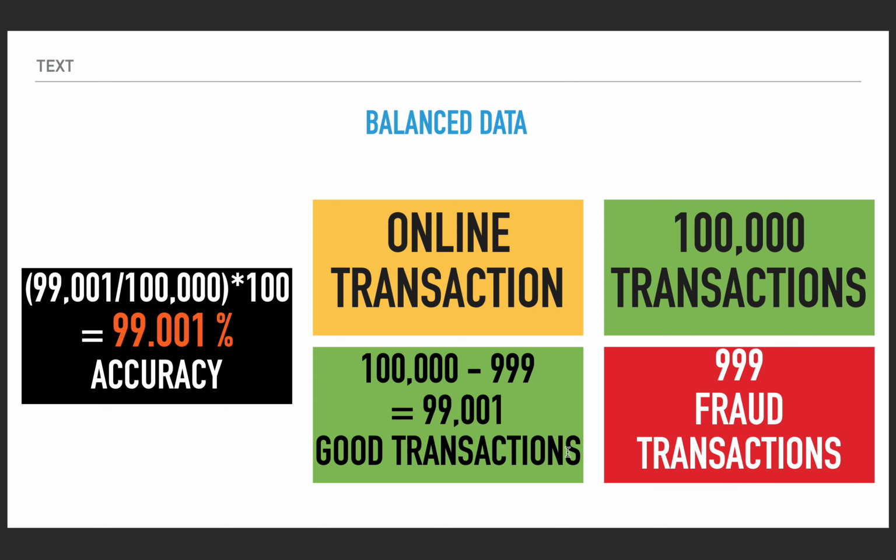Okay, so that is the reason why we need a balanced type of data where we have almost an equal amount of fraud transactions as well as good transactions, so that the model can learn better and get a better learning of the relationships.